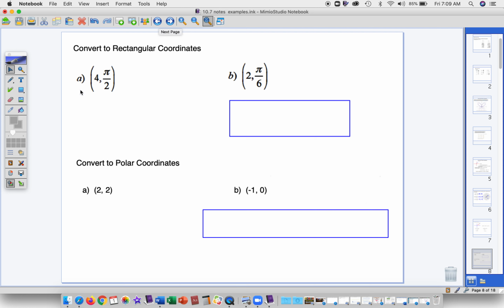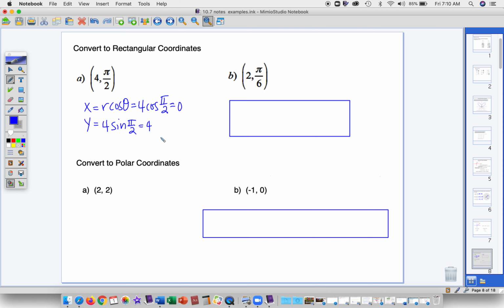So to convert this point, this is in polar form, right? 4 comma pi over 2. I need x and I need y. So x again is r cosine theta, which in this case is 4 cosine pi over 2. The cosine of pi over 2 is 0, so that coordinate is 0. For y, it's going to be 4 sine pi over 2. The sine of pi over 2 is 1, so we end up with 4.